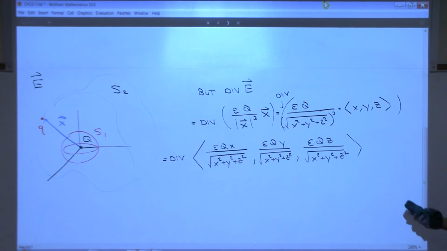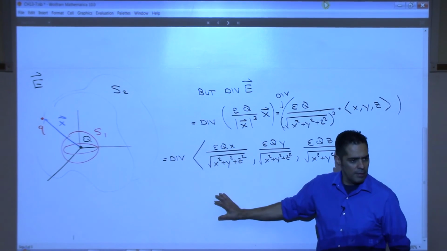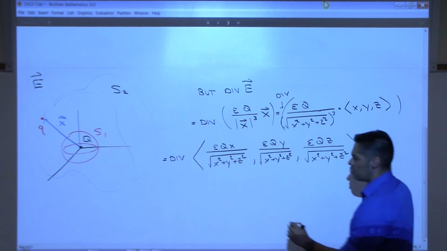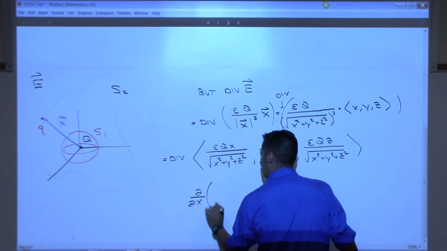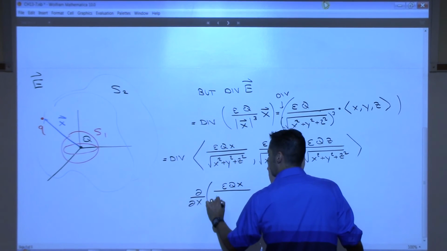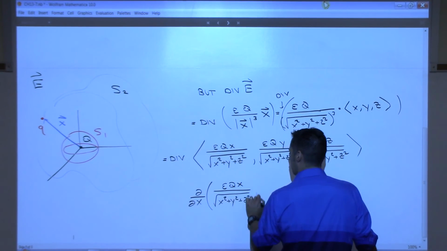So maybe we can do what we did a second ago. We can just look at one of them and see the pattern in the derivative and just do the same for the rest. Okay, what is the partial with respect to x of epsilon q x over root x squared plus y squared plus z squared?